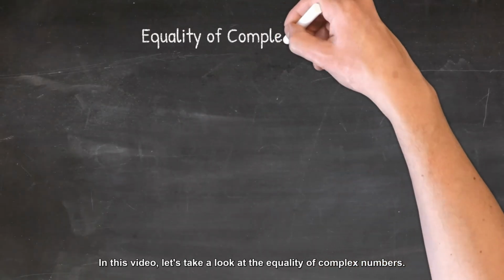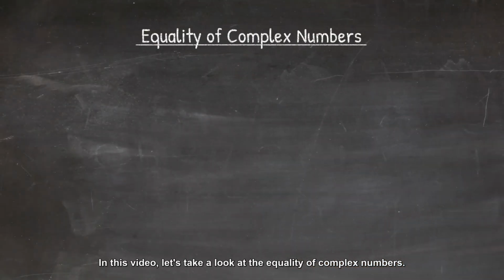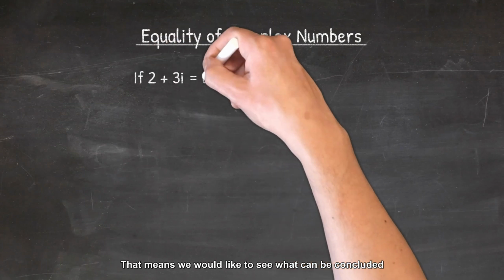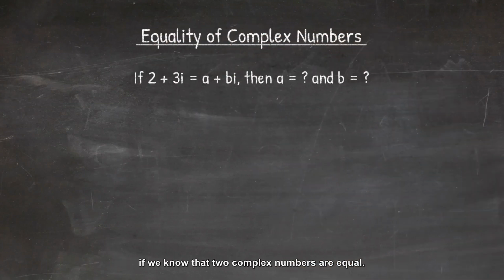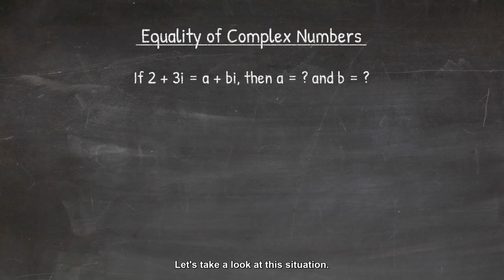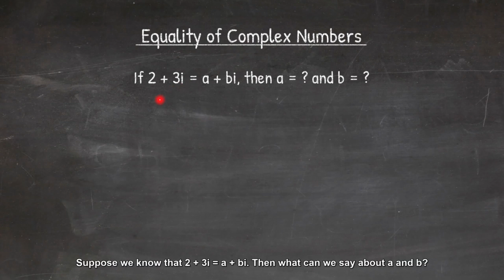In this video, let's take a look at the equality of complex numbers. That means we would like to see what can be concluded if we know that two complex numbers are equal. Let's take a look at this situation. Suppose we know that 2 plus 3i is equal to a plus bi.